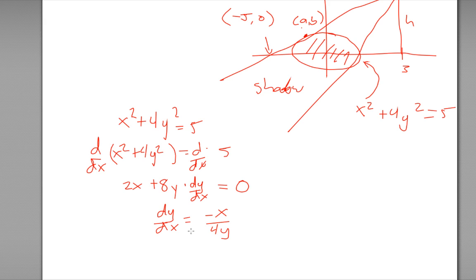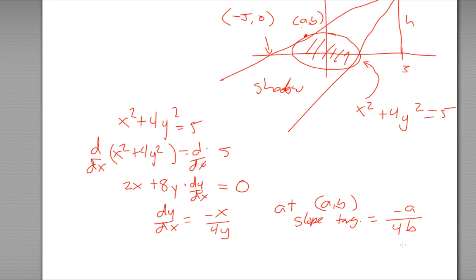So you give me a point (x, y) somewhere on that ellipse, and I'll tell you what the slope of the tangent line is at that location. Specifically, at this point (a, b) on the ellipse, the slope of the tangent equals -a over 4b. So let's just keep that in mind. This is the slope of the tangent line on that ellipse at the point (a, b).